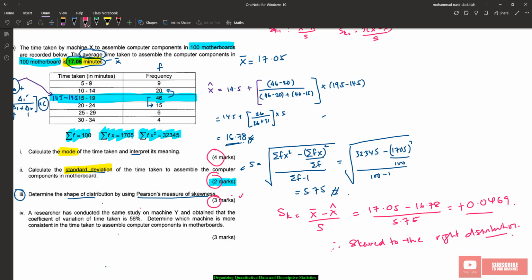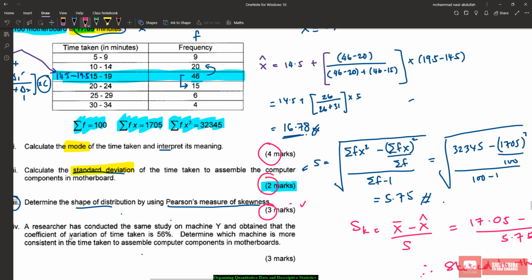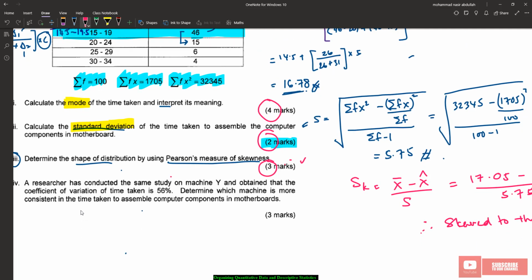Okay. Now, the last question. A researcher has concluded the same study on machine Y, right? Dia kata kat sini, a researcher has concluded the same study on machine Y and obtained the coefficient of variation, time taken is 56%. Right. So dia maksudnya dia kata kat sini, coefficient of variation for Y is 56%. So determine which machine is more consistent in time taken to assemble computer component in motherboard.